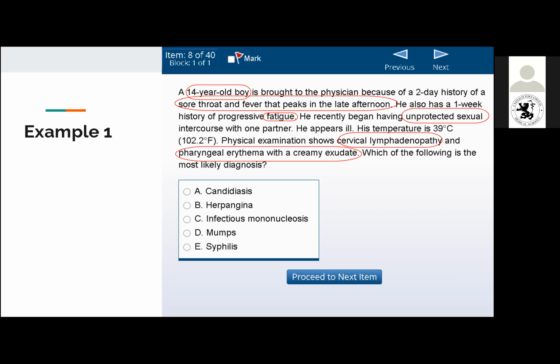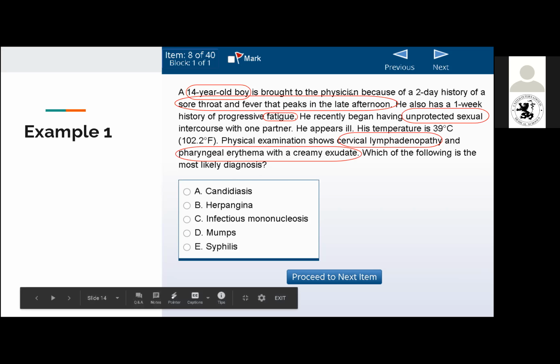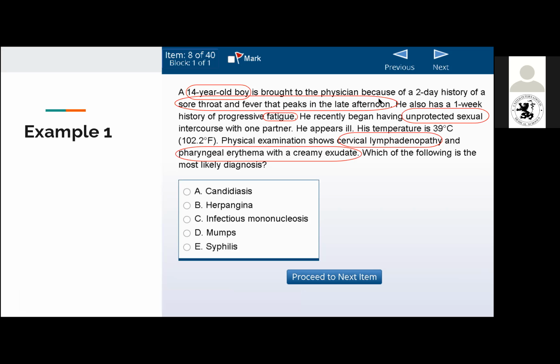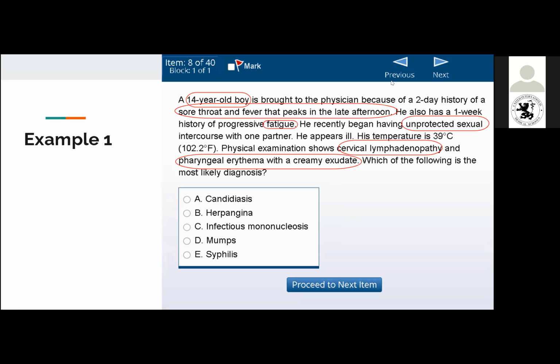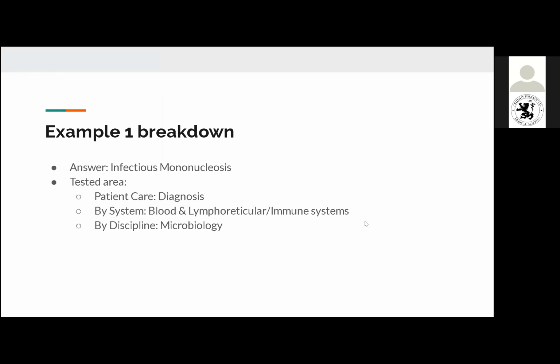Already at this point, you should be able to know what this disease is. And then they give you the final hint, which is pharyngeal erythema with the creamy exudate. So there's only one disease from this list of diseases that presents like this in adolescents with these symptoms. So I'm gonna look at the chat to see if anyone answered this. Yeah, so several people answered it correctly. So the answer is infectious mononucleosis.